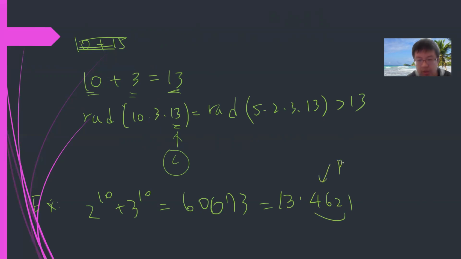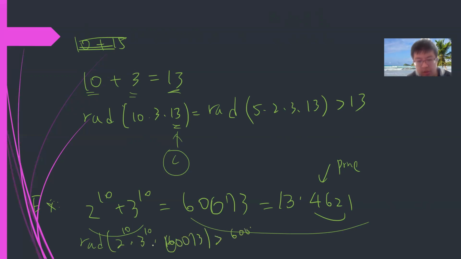And 4621 is prime. So if you believe this conjecture, the radical will give you 2, 3, and at least this large prime. In order to make the radical to that power greater than C, it seems you need some large prime factor here. So basically, you can take two small prime numbers, raise them to powers, and their sum should give you a large prime factor. This is the intuition.